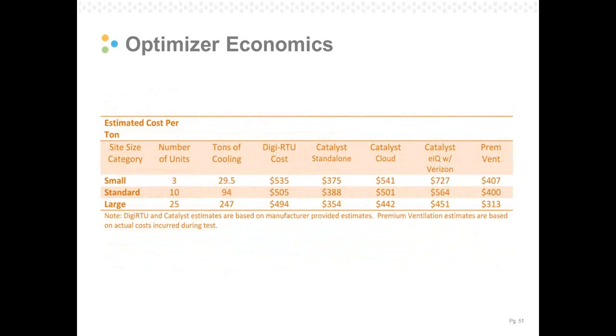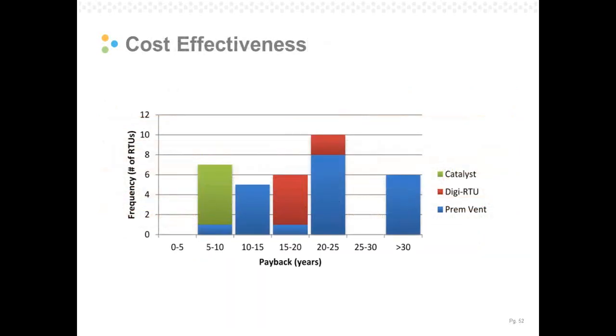So we applied these costs with the savings numbers in order to calculate the paybacks for these products. And these are the payback, or the cost effectiveness, for these products. In each case, the Catalyst product was in that 5 to 10 year payback, and the premium ventilation was across a larger payback range which spanned from 5 to 30 years. And the Digi RTU, being one of the packages that showed the most savings but also had the most cost, fell between a 15 to 25 year payback.